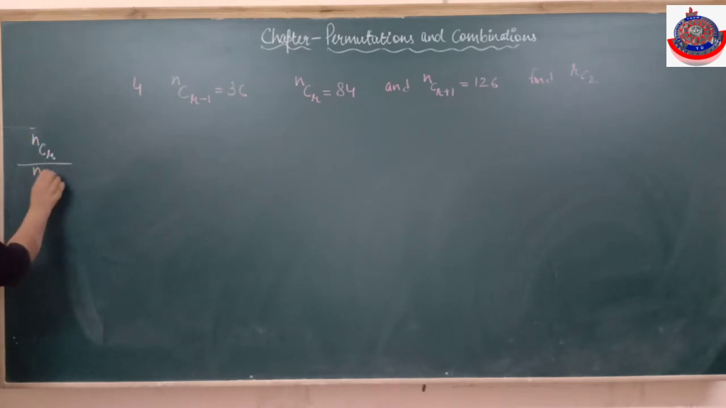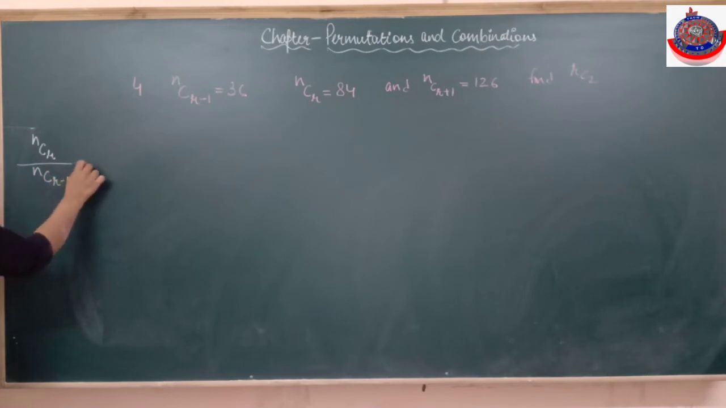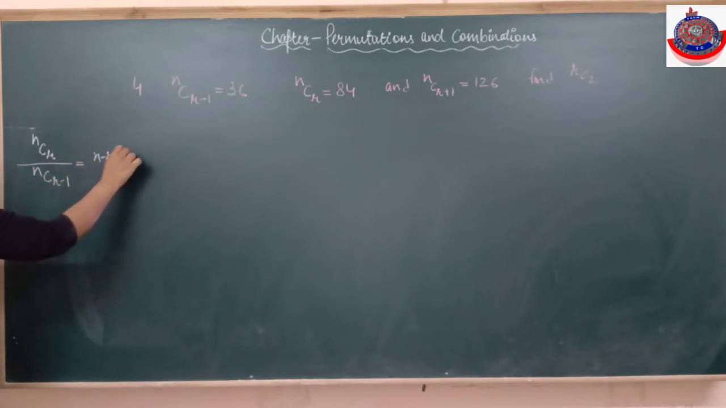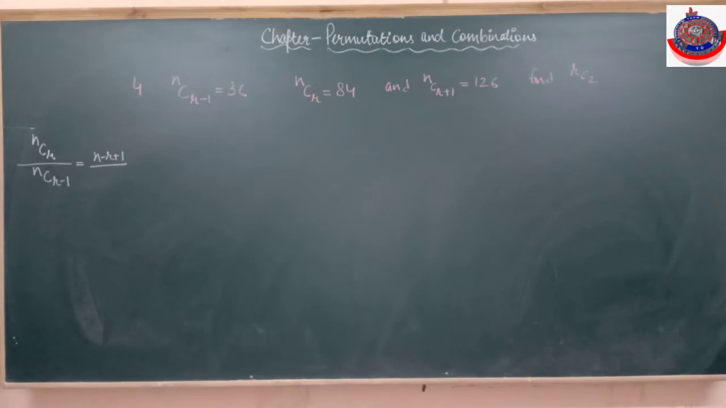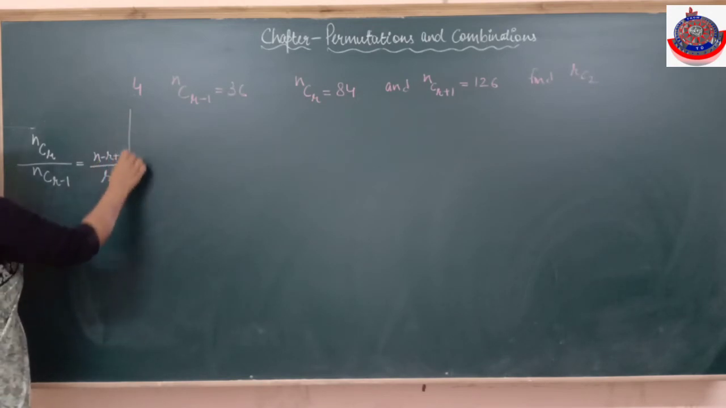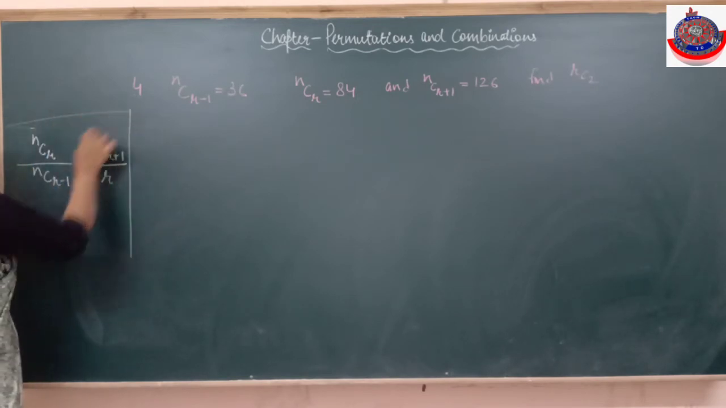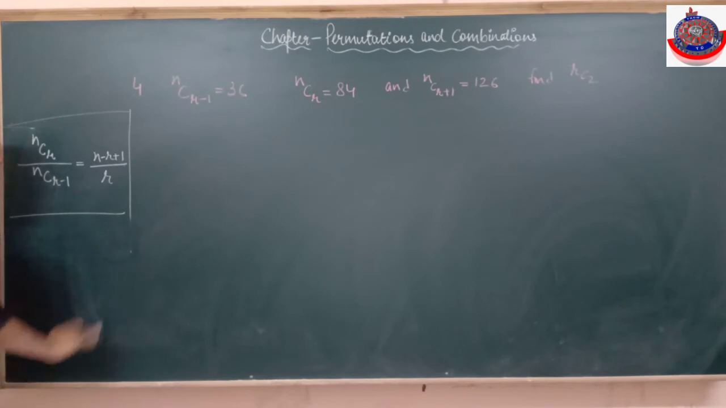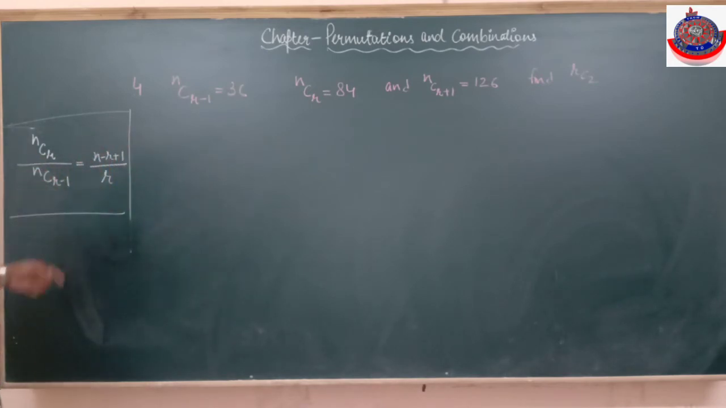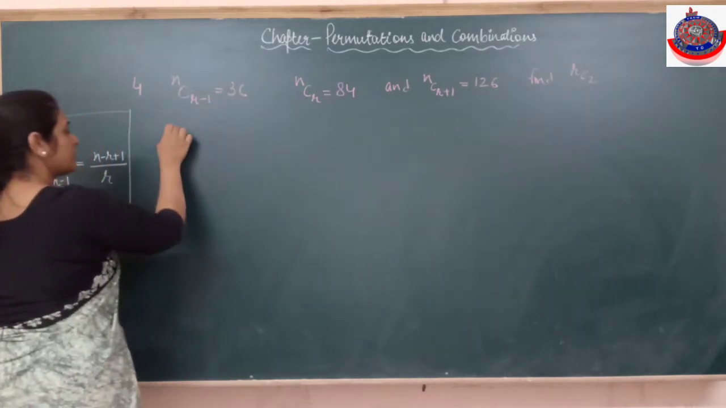nCr upon nCr minus 1 is (n minus r plus 1) upon r. I told you, otherwise it will become lengthy, nothing else. So these things are handy. So I can apply that to nCr. So I am dividing this equation by this one.